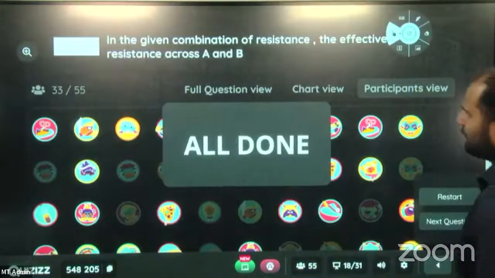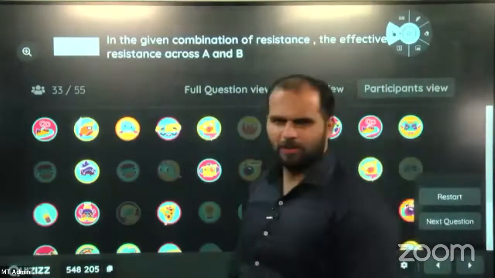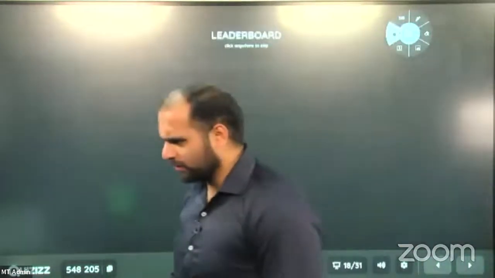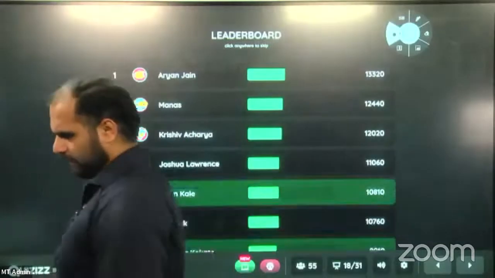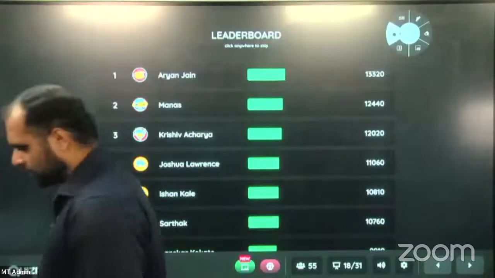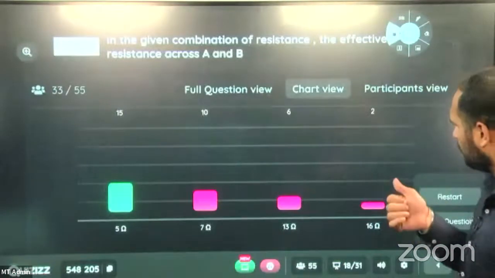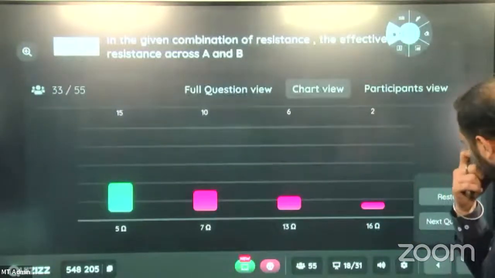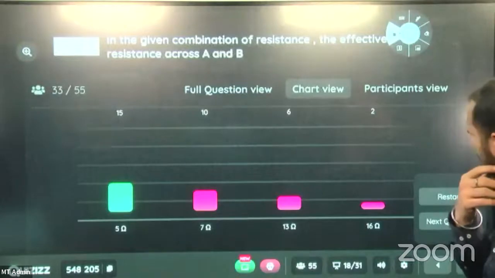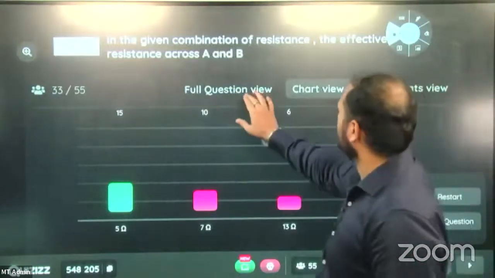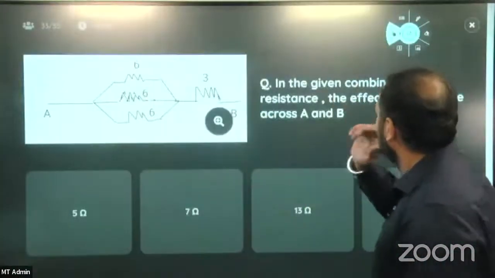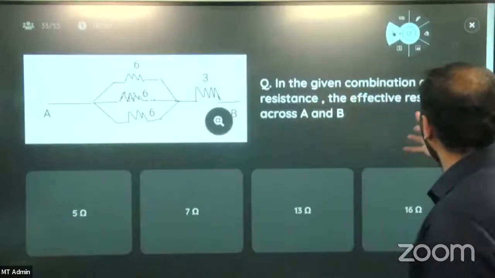So I guess the answer was very clear, right? Can I see in the chat box what the answer is? Yes, very good. Again, there are some students who have answered 7, 13 and 16. How is that possible, right? So it was again the combination of resistances, the effective resistance across AB.